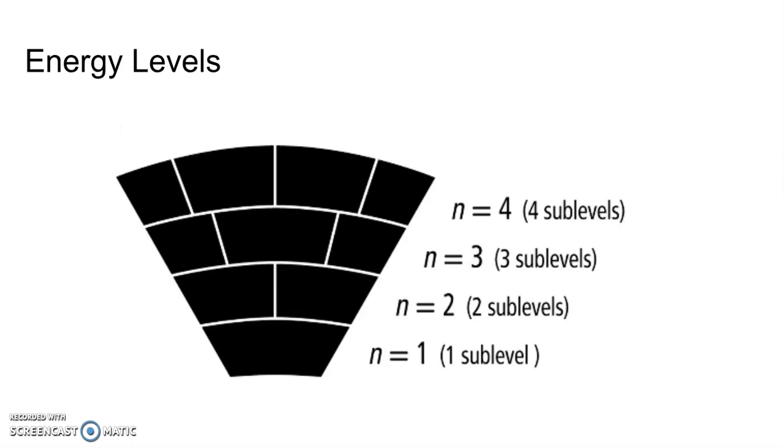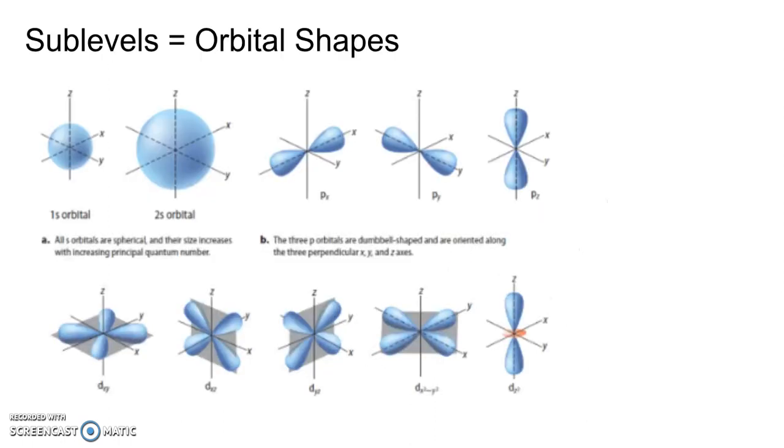Now, just like in Bohr's model, Schrödinger's quantum mechanical model is divided up into energy levels, and they're still labeled with the same description: n equals 1, n equals 2, n equals 3, n equals 4. But within those energy levels, they're now divided up into sublevels. The first energy level has 1 sublevel, the second one has 2, the third one has 3, the fourth one has 4, and so on and so forth. And then the orbitals are those sublevels, and they have different shapes, and we use the letters S, P, D, and F to represent the different shapes.